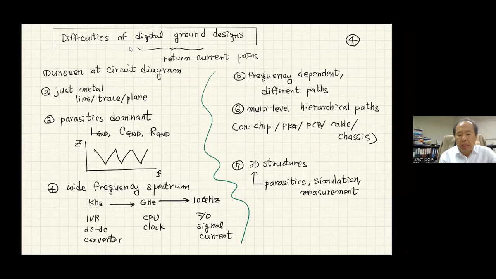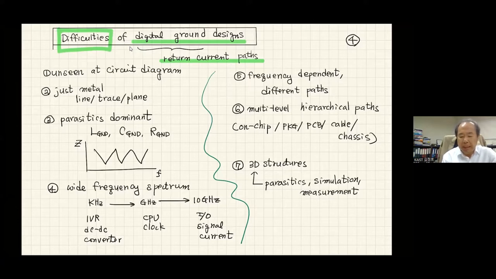So now I'd like to talk a little bit more about digital ground. I think the definition of digital ground is return current path with a low frequency at certain frequency ranges. I think digital ground design has certain difficulties, and I made a list of them.